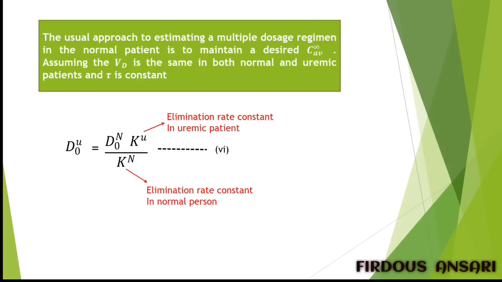According to this formula we can calculate the dose for a uremic patient with the help of the dose of a normal individual multiplied by the elimination rate constant in a uremic patient divided by the elimination rate constant in a normal person. The elimination rate constant in a normal person we will have in our data, we just need to determine the elimination rate constant in the uremic patient. We cannot calculate it, we should diagnose it. That data we will get, and depending upon all this data we can calculate the dose in uremic patients.